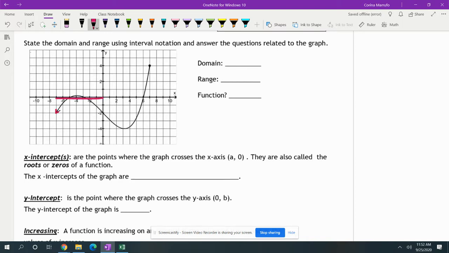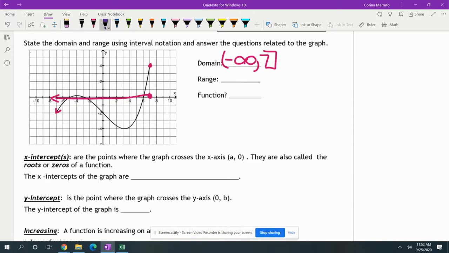If we notice, there's an arrow here that shows us that it is going to continue to the left. And then if we look right here, we do have an open circle up here that tells us that's where the graph stops. So for our domain, it goes from negative infinity all the way up to 7, and it is a closed circle at 7.